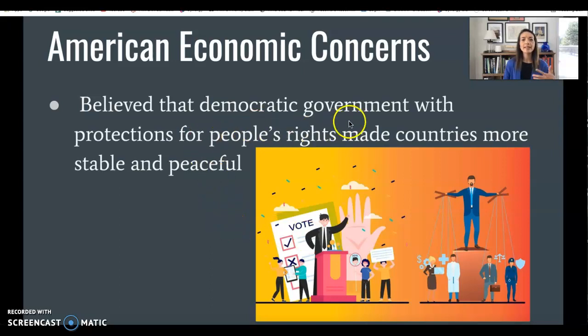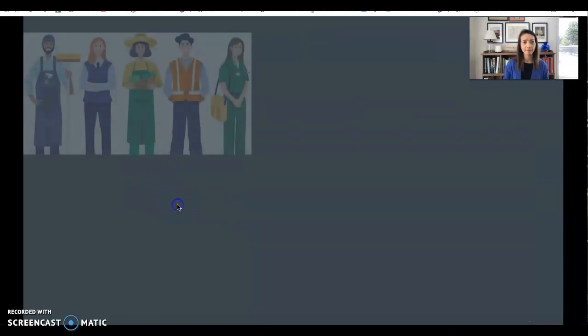Okay, they believed that democratic governments with protections for people's rights also made countries more stable and more peaceful, okay? People's rights, being able to vote for the leaders, being able to have a say in what happens in the countries. That makes those countries more stable and peaceful.